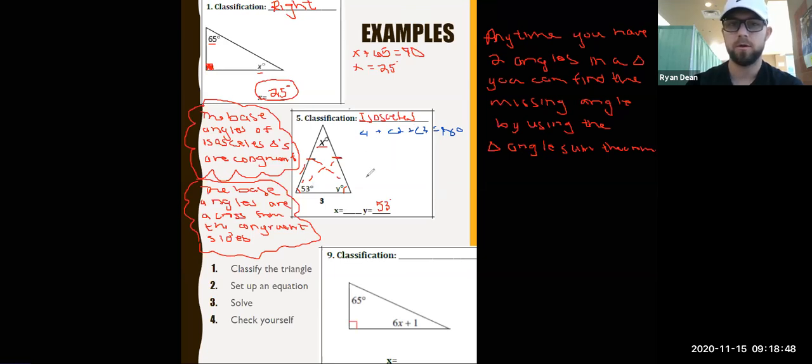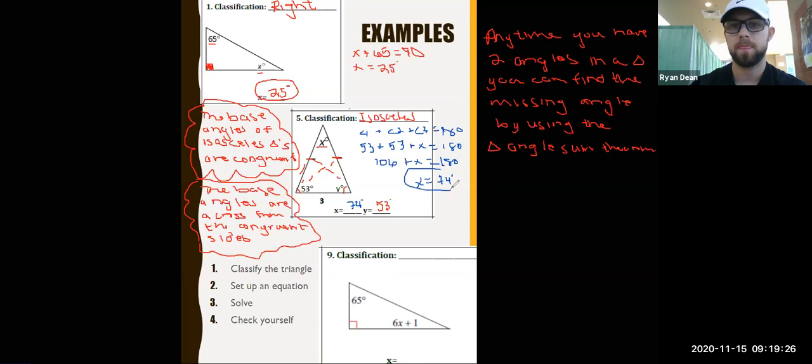We know that one of our angles is 53. We have another one that's 53. And the missing one is just x. So this is what I get when I plug in what I know to the formula. 53 plus 53 is 106. X doesn't change, and neither does the 180. To get the x by itself, we subtract 106 on both sides, and that gives us 74 degrees.